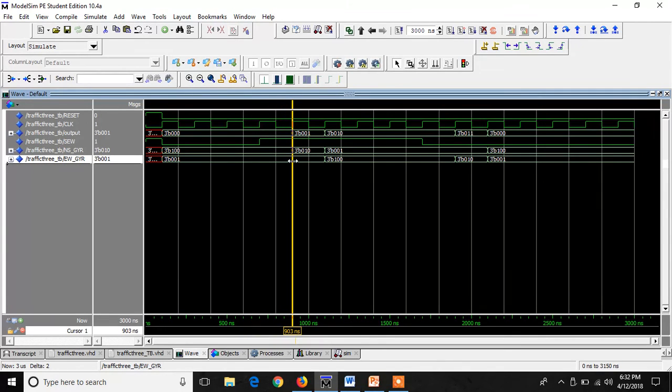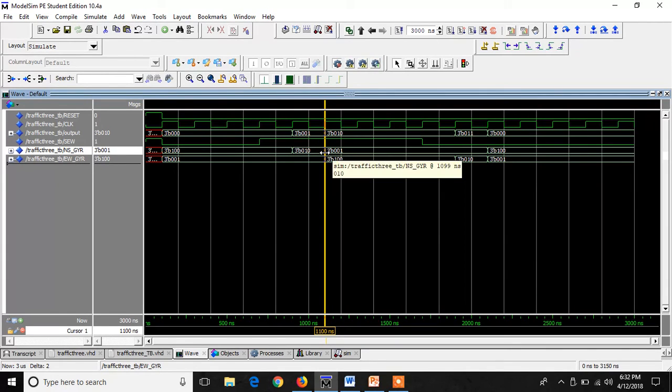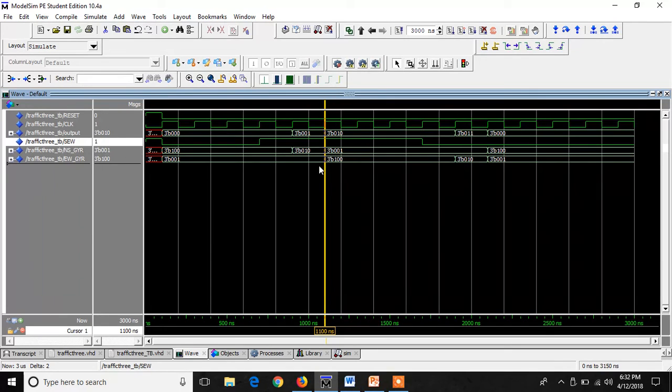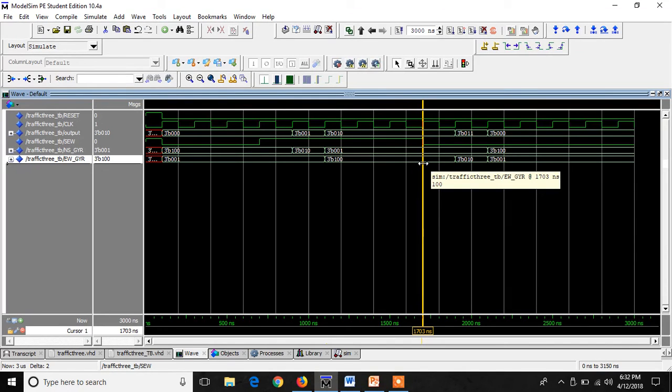So here we have yellow, and then at the next clock edge, red. So here north-south becomes red and east-west becomes green. East-west becomes green here, and it's going to stay green as long as there's a car here. So it stays green, and then that car is gone. The lane is empty, so it's ready for the next clock edge.